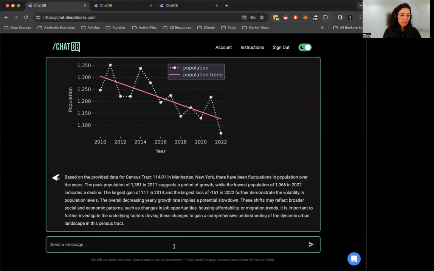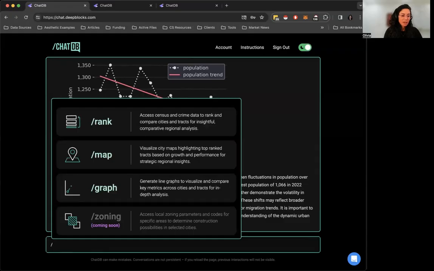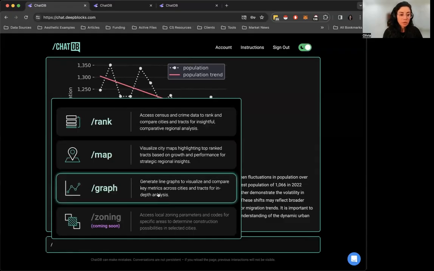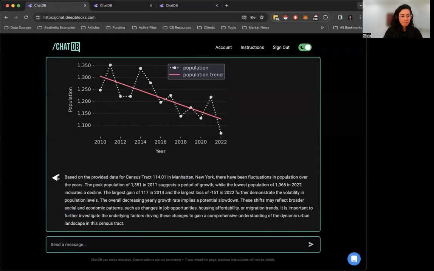And next, we're going to look at the map command. This is actually my favorite because I love a visual of where the best tracts are. And then I can get a feel for the neighborhoods that have these successful growth rankings.